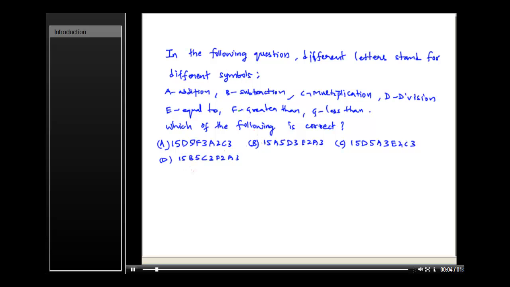Different letters have been given with their meaning. A means addition, B means subtraction, C means multiplication, D denotes division, E means is equal to, F means greater than, and G means less than. Then we need to find which of the following statements is true out of these 4 choices. Let us begin with the solution.